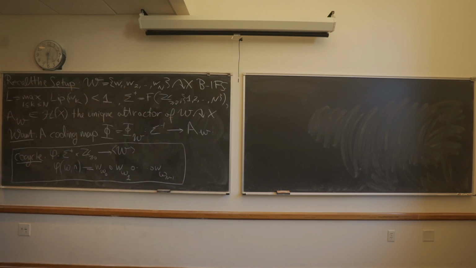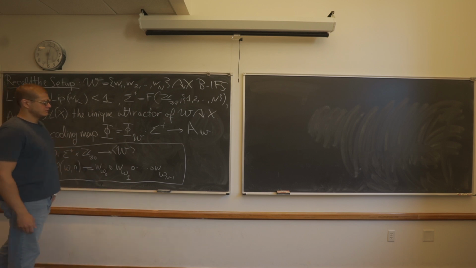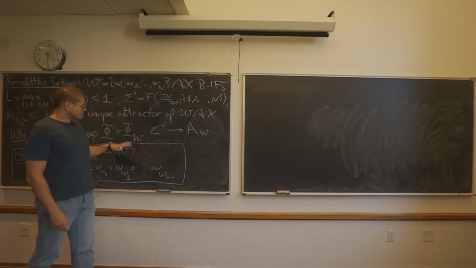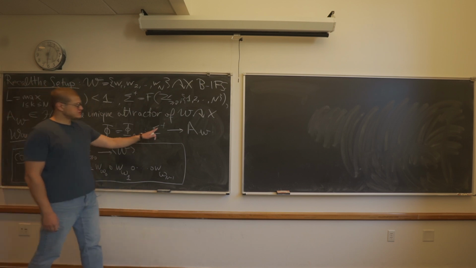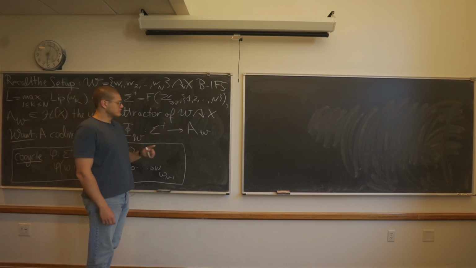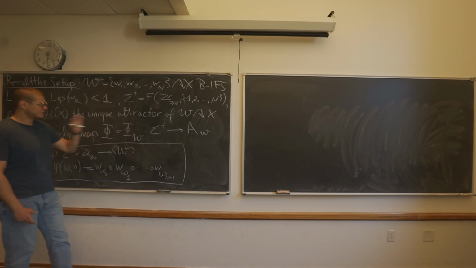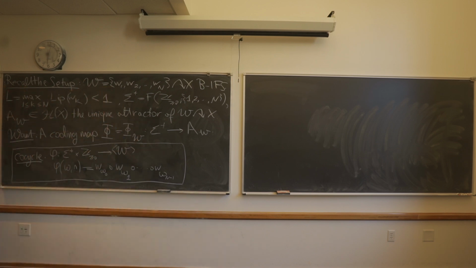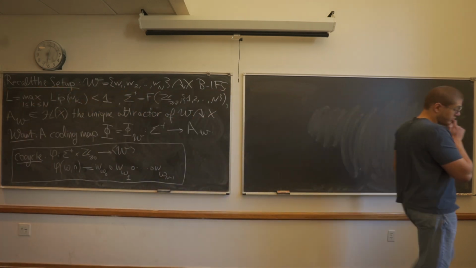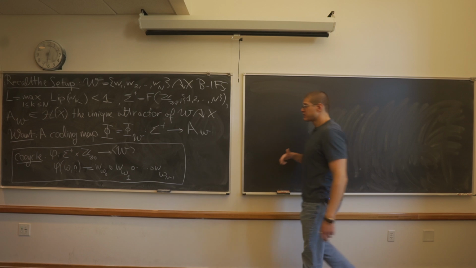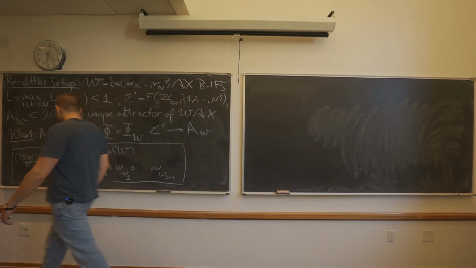What we want is a coding map, something like a conjugacy, phi, that's going to depend on W, of course, from the shift space to the attractor. And we want this coding map, this function, to be nice. We're going to spend pretty much all of today, and maybe some of Thursday as well, on the properties of this.